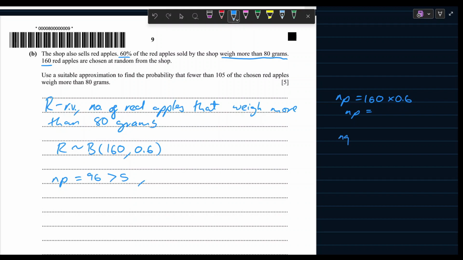Now let's check NQ. NQ is 160 times, remember Q is 1 minus P, so Q is equal to 1 minus 0.6, so Q is 0.4. So that's 160 times 0.4, which is 64. So you get that NQ is equal to 64, which is greater than 5. And it matches both conditions, which are NP is greater than 5 and NQ is greater than 5. And so because these conditions are met, we can use a normal approximation to the binomial distribution. Okay?